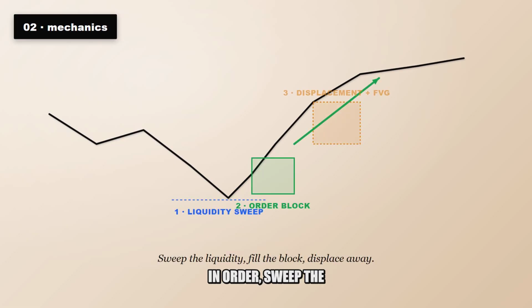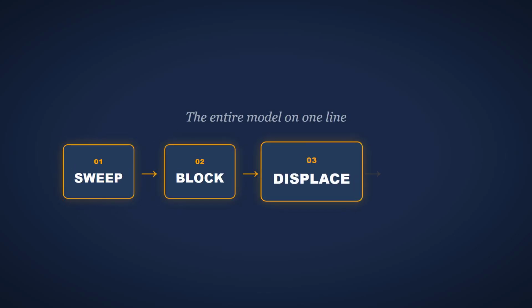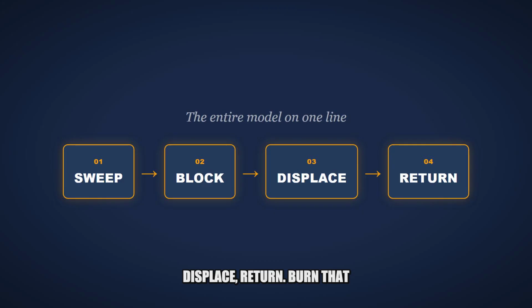So the mechanism, in order. Sweep the liquidity. Fill the position on the order block candle. Displace away with force. Leave orders behind. Return later to finish the job. Sweep, block, displace, return. Burn that sequence into your memory because that is the entire model on one line.